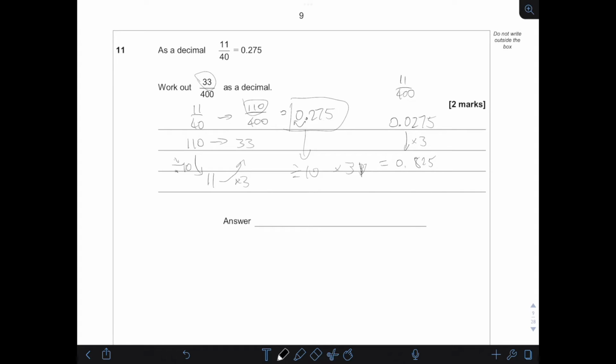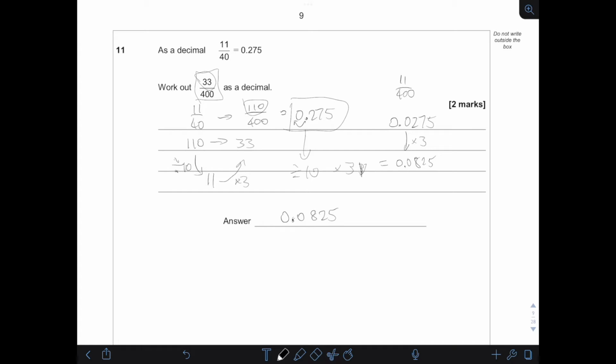It'd be very embarrassing if I did this wrong, wouldn't it? So 0.0825 is the number after you multiply by 3, and so that's the answer to the question. So 0.0825 is equal to 33 over 400.